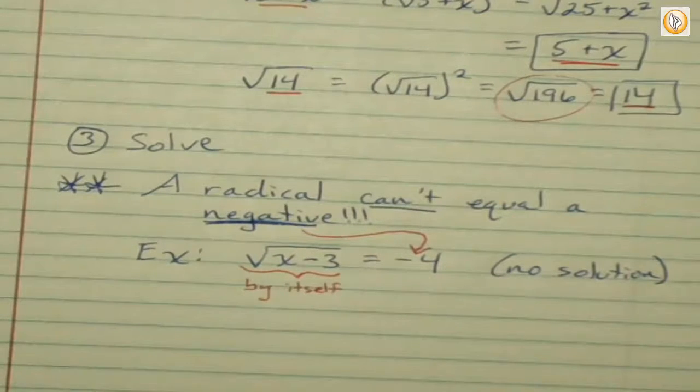It's weird because, if we start to solve it, you'll see why. Square both sides, you'll see.